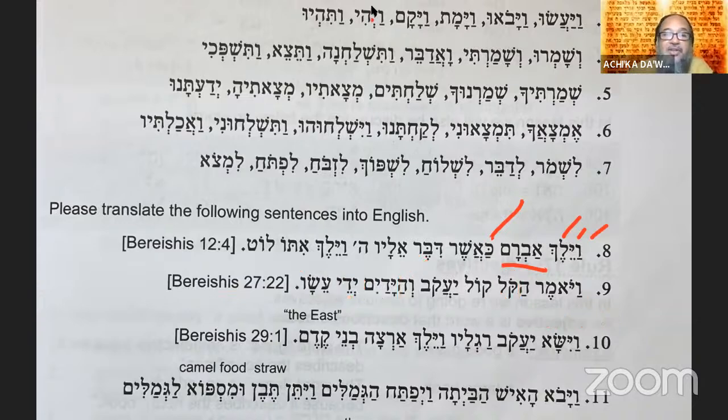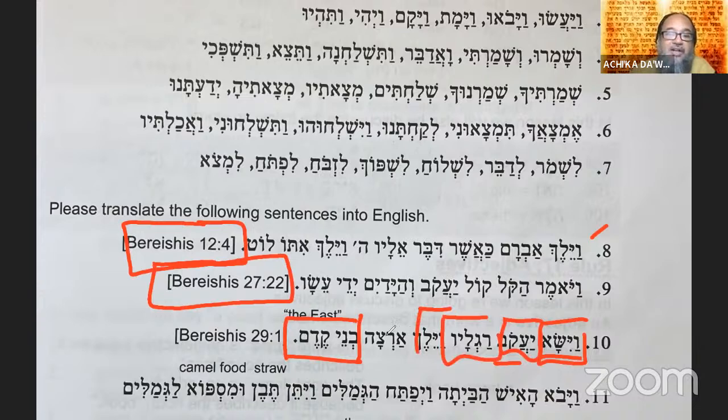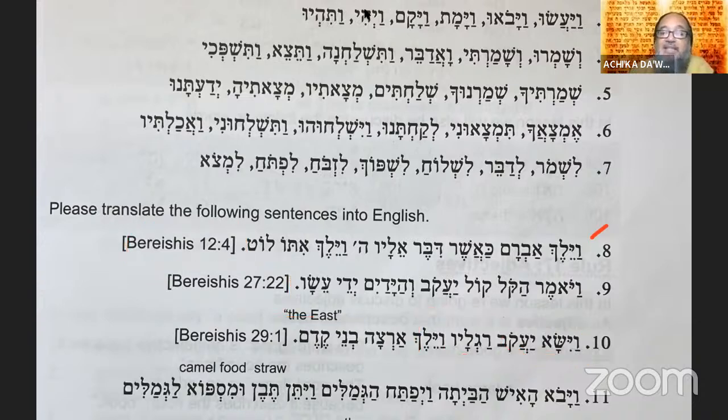And as you notice, it's all biblical Hebrew. That's all they're going to use. So when you read this, go to Bible Hub and go to Bereshit, which is Genesis, chapter 12, verse 4, and it tells you what Abraham did. In chapter 27, it tells you what Esau did and what Yaakov did. And he lifted Yaakov his feet and he walked to the land of the sons of the east. You see? And that's how easy it is.